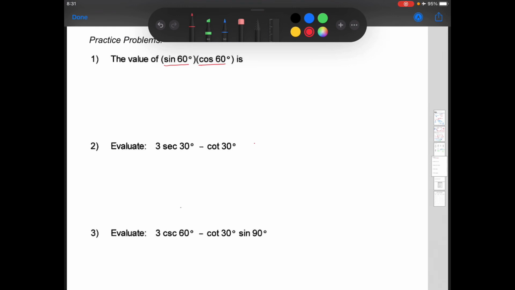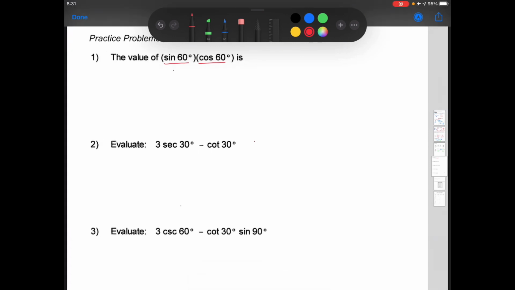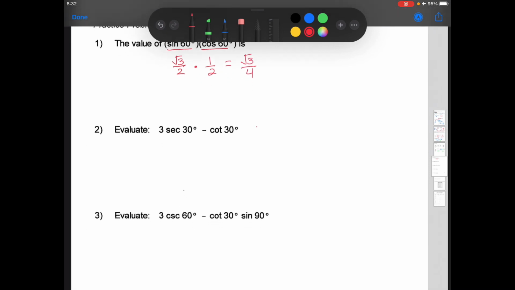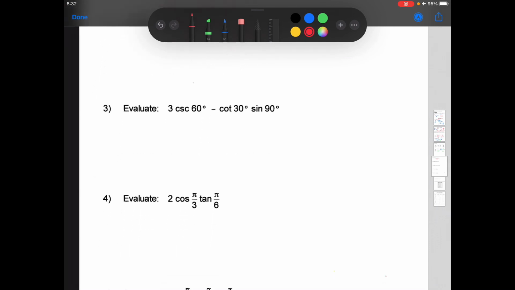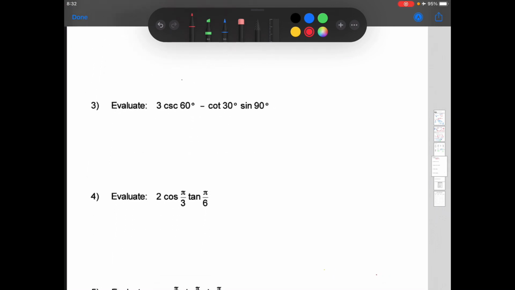So either you can flip over to the last page, or I would say practice these and try to memorize them. So sine of 60 is rad 3 over 2. That's what you do. Just substitute the right value, the exact value, and cosine 60 is 1/2. You really cannot cancel anything here, so your final answer is rad 3 over 4. I want to do number 3 and 4 also. So number 3, what's cosecant of 60?